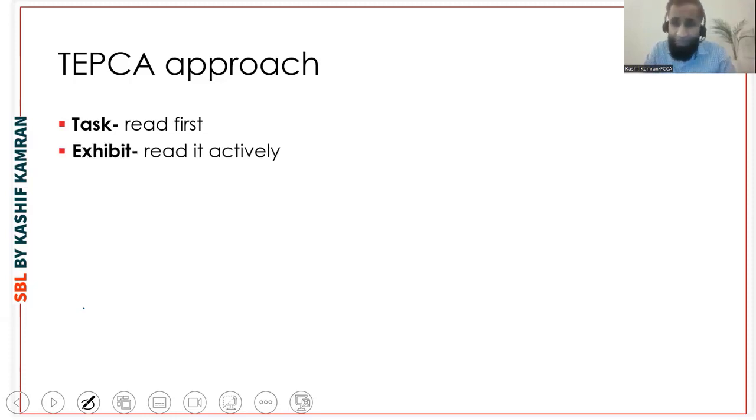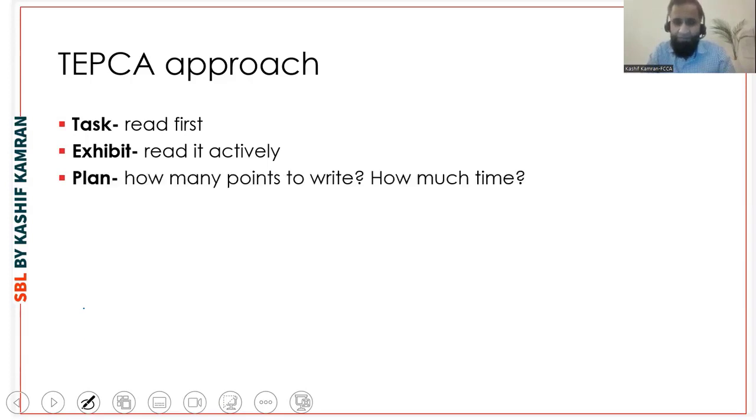E, exhibit, read it effectively. Once you read the task, go down and read the exhibit, whichever exhibit you have identified after reading the task. Suppose it's exhibit 1. You go down and read it effectively. Find the information from the exhibit which can help you plan your answer or write your answer later.